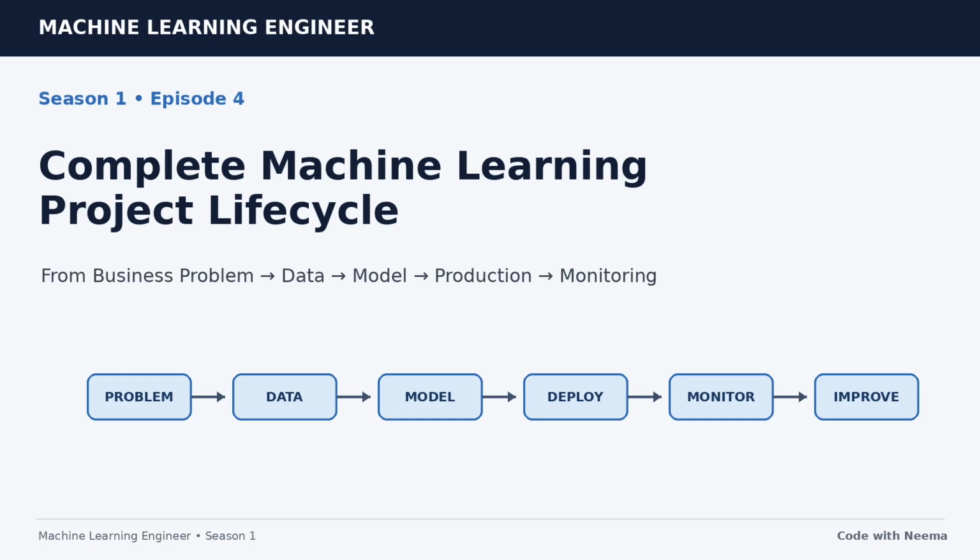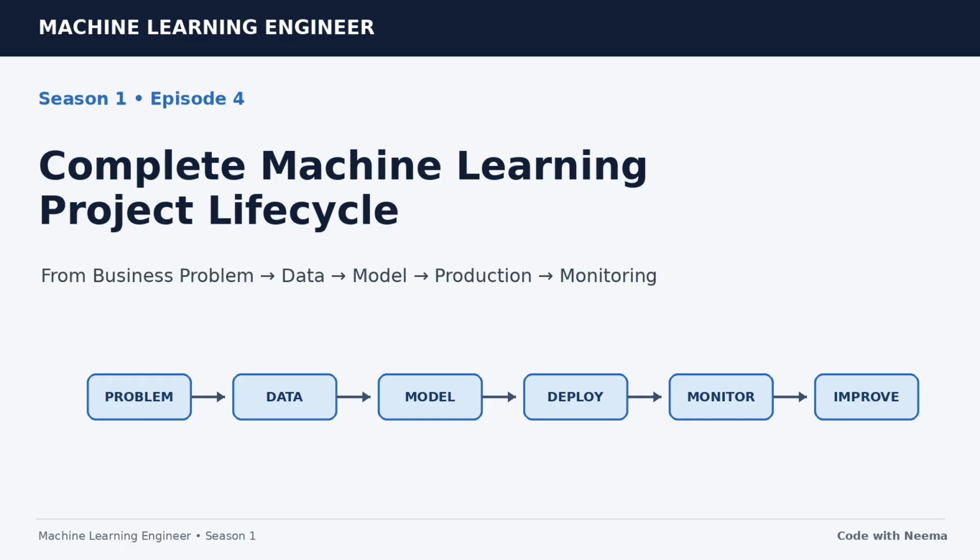Maybe your training data doesn't represent real users. Maybe your model works perfectly in a notebook but fails when deployed. Or maybe it works today but becomes inaccurate 6 months later because the real world data has changed. This is why becoming an ML engineer is about much more than learning algorithms. You need to understand the entire machine learning project lifecycle.